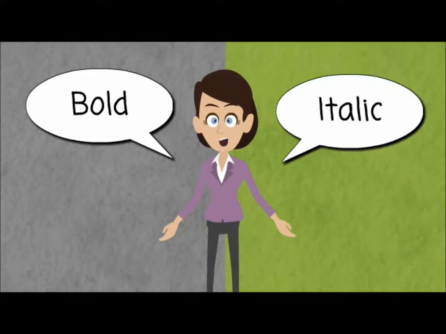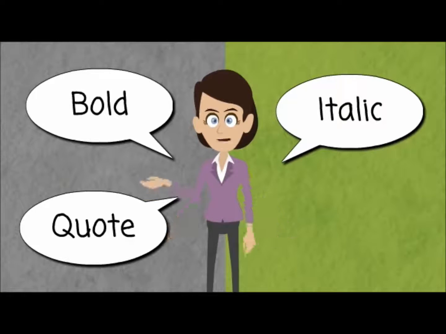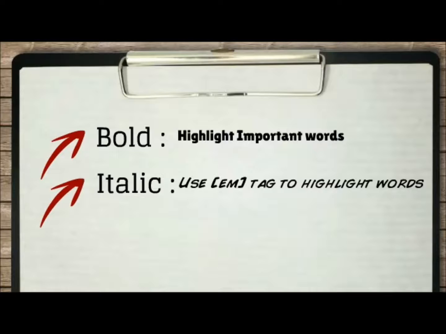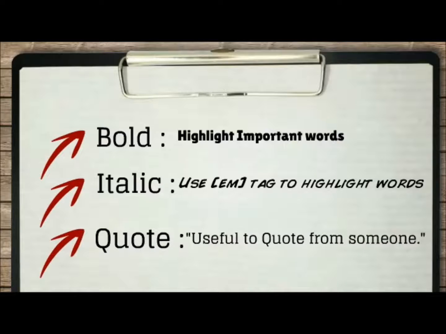HTML also includes text styles, which consist of bold, italic and quote. Bold. You can bold certain words which are of high importance. However, overdoing this may get you penalized. Italic. You can use the em tag to emphasize certain words in italic. Quote. This is very useful when you are quoting from someone.